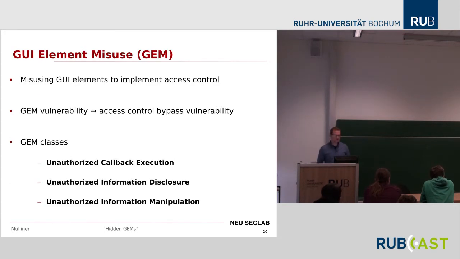So UI element misuse, or GEM vulnerabilities, is really misusing UI elements to implement access control, and a GEM vulnerability is an access control bypass vulnerability. If you're familiar with different vulnerability classes, access bypass is very well known. The three classes we more or less defined are unauthorized callback execution, where we are able to execute a piece of code within the application which you normally should not be able to trigger, then unauthorized access to data and unauthorized manipulation of data.